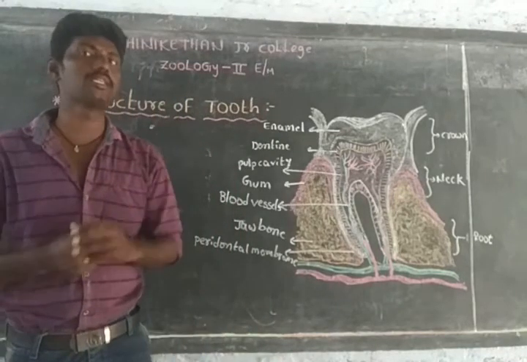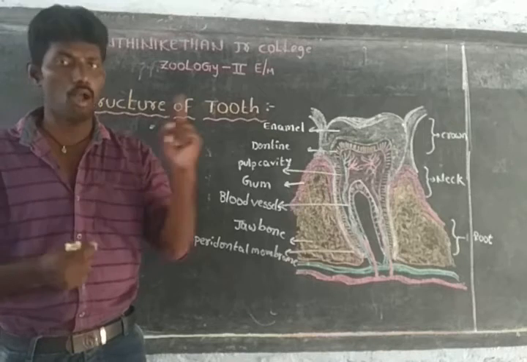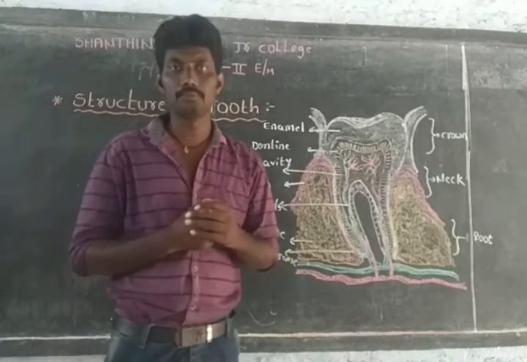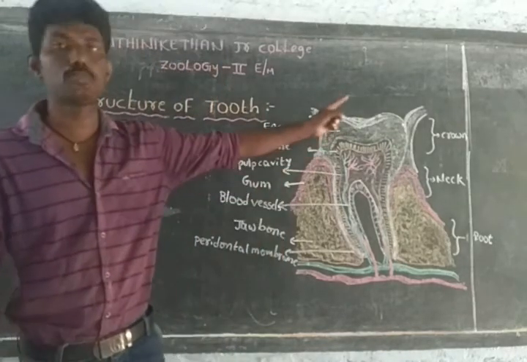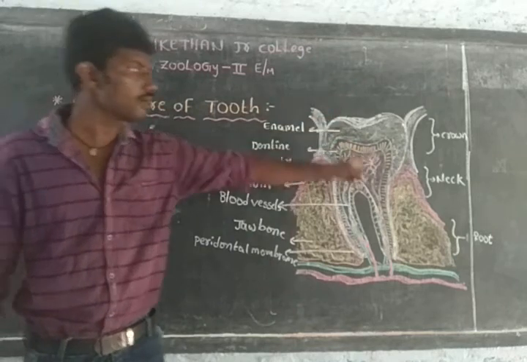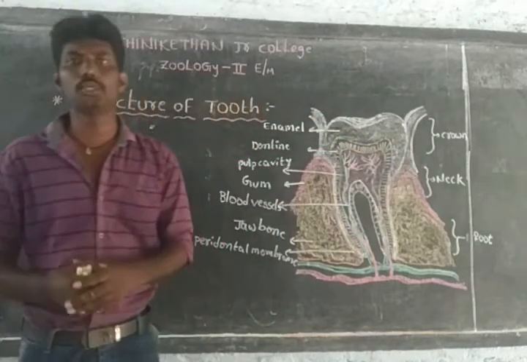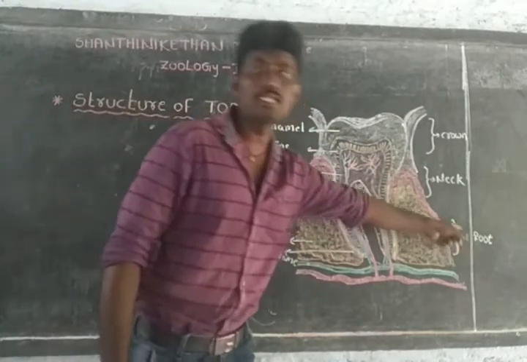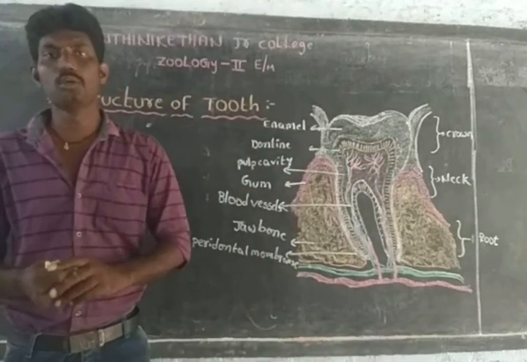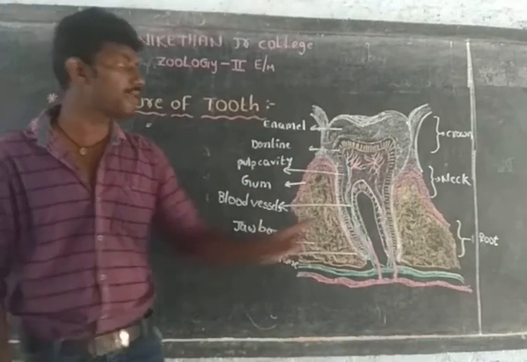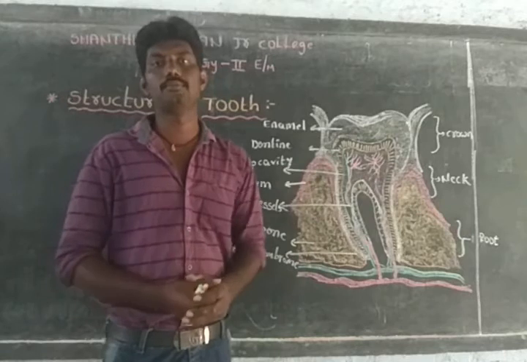Finally, the tooth has three parts: crown, neck, and root. The crown is the exposed part of the tooth. The neck is the middle part of the tooth. And the root is the inner part of the tooth. The root is embedded into the socket of the jawbone.